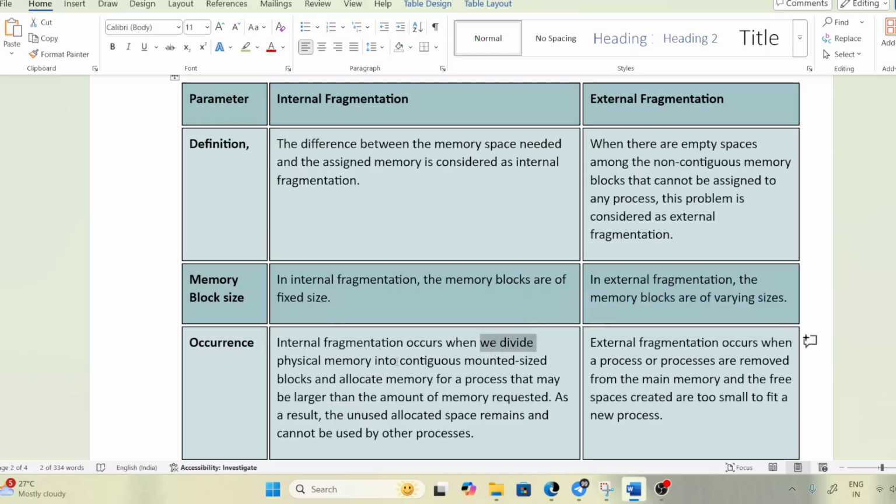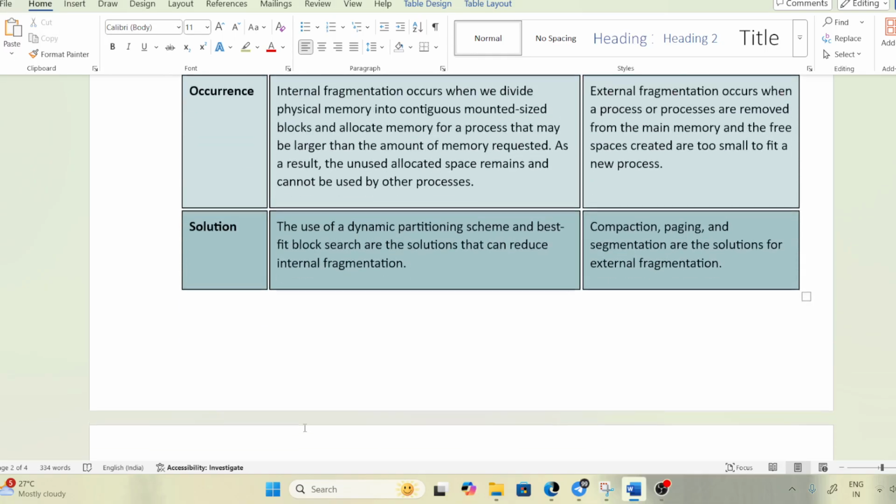when we divide the physical memory into continuous fixed-sized blocks and allocate memory to a process that may be larger than the amount of memory requested. As a result, unused allocated space remains and cannot be used by another process. So let's explain this.